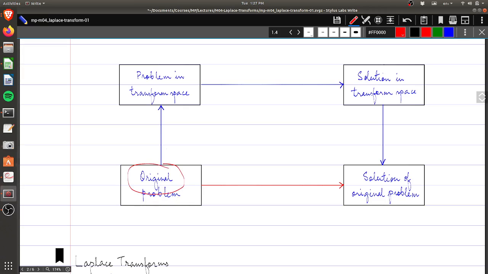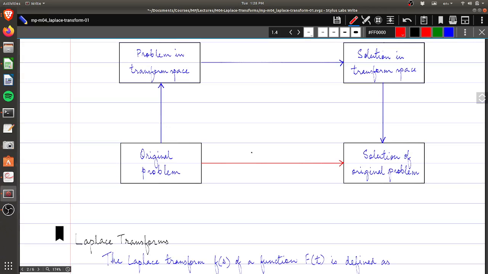Now usually what happens is, if you want to directly find the solution to the original problem, the method, the process that you have to follow, is difficult. This way, it is difficult. You'll see some examples. When I do some examples, you will see it is difficult to find the solution directly, but we can take an alternate route here.